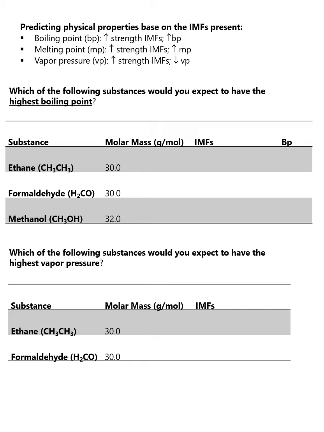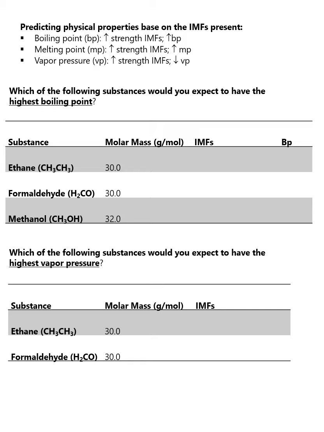Now, how your intermolecular forces are going to affect physical properties in your substances. Physical properties that we're looking at: boiling point, melting point, and vapor pressure. Now, the higher the strength of your intermolecular forces, the higher the boiling point. It means that your molecules are attracted to each other very strongly. If you have strong IMFs, then to break those attractions, you will need more energy. That's why the boiling point is higher.